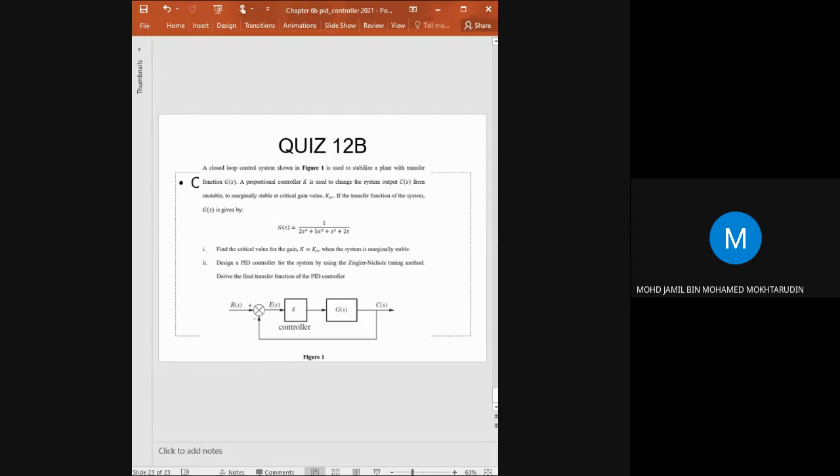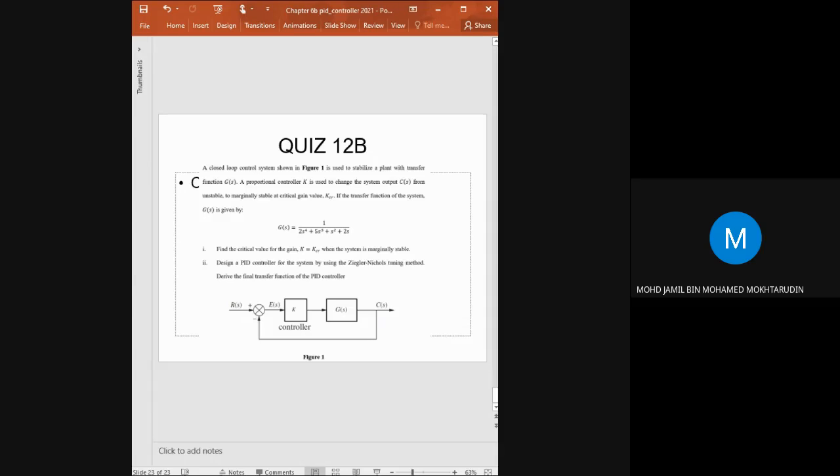Okay, for the question of quiz 12B: a closed loop control system shown in figure 1 is used to stabilize a plant with transfer function G(s). A proportional gain K is used to change the system output C(s) from unstable to marginally stable at critical gain Kcr. If the transfer function of G(s) is given as this, find the value of K equals Kcr for a marginally stable system. Meaning that you need to simplify the block diagram first, use the Hurwitz criteria, and find Kcr.